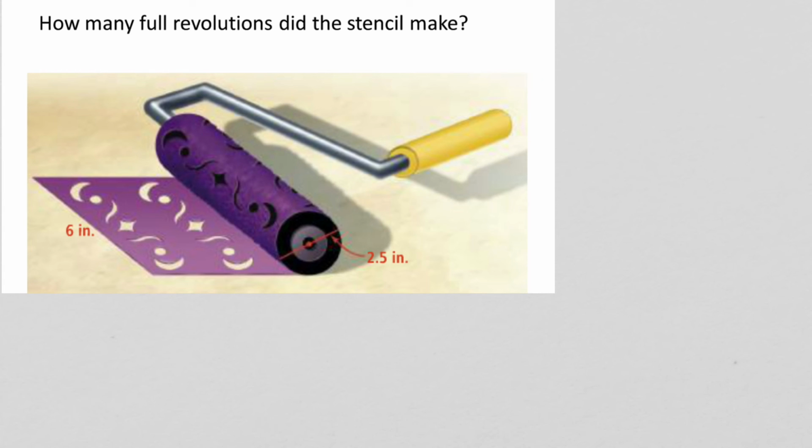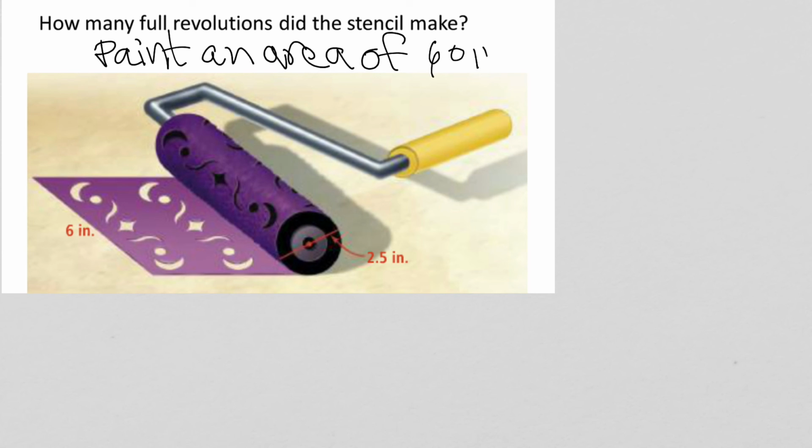All right, last question. This is something that you use if you're painting a wall in the house. It's asking how many revolutions did the stencil make? You want to paint an area of 60 pi inches squared. So here are the dimensions of this lovely cylinder looking thing. We got this height of 6. The 2.5 here is the radius. And we want to know how many revolutions to paint an area of 60 pi inches squared.